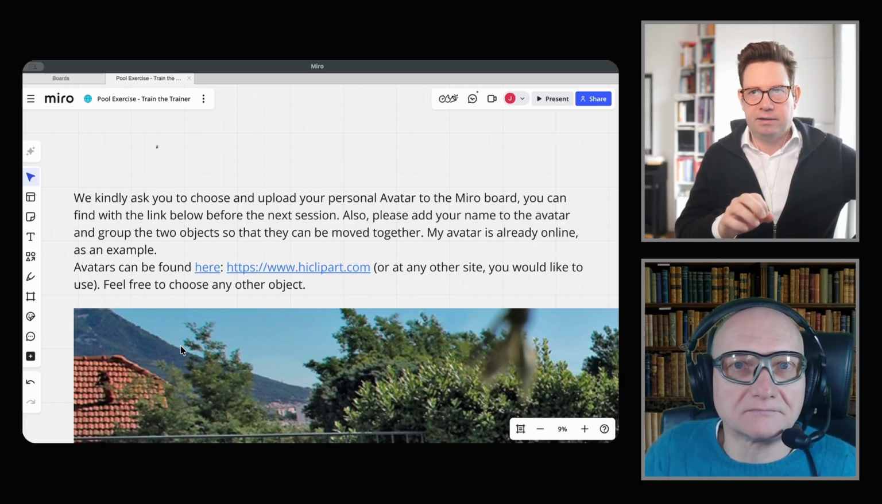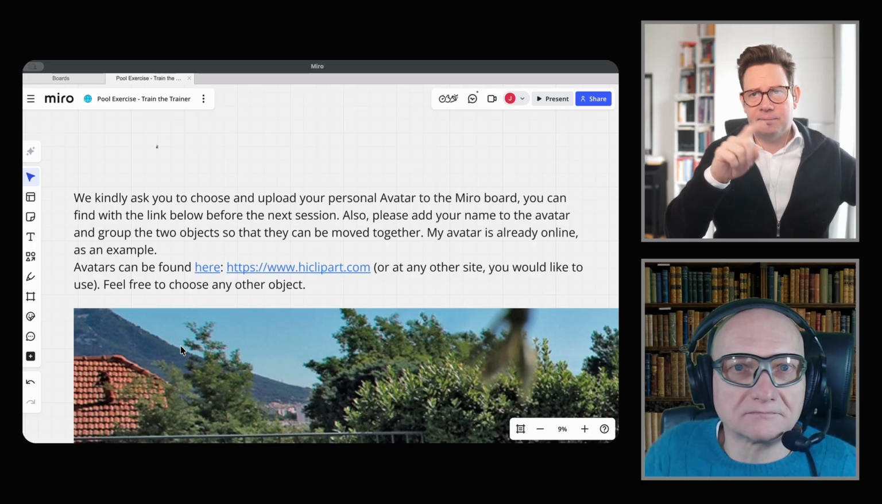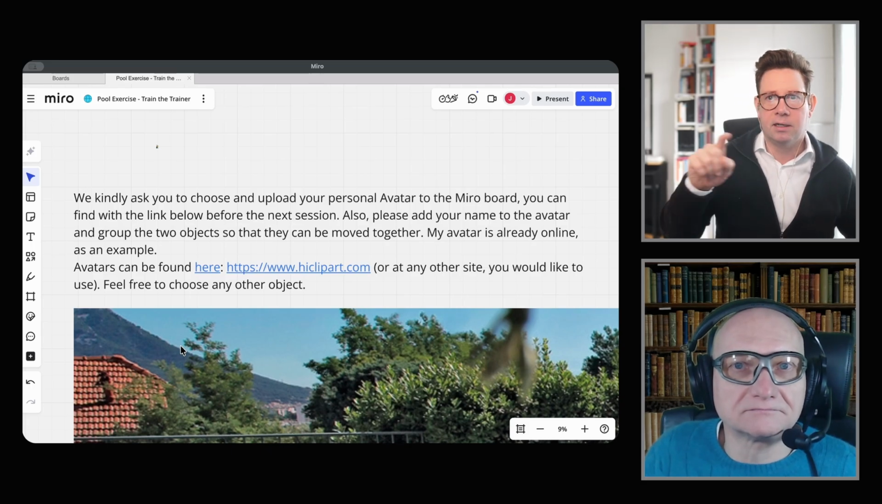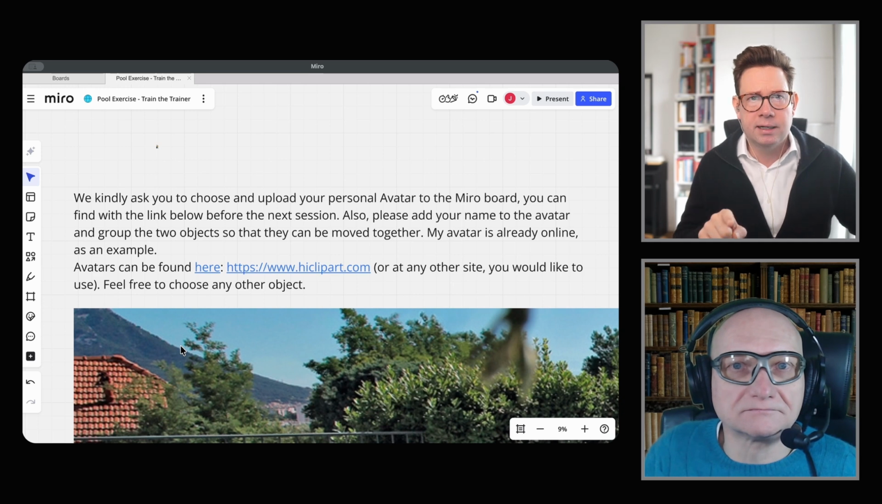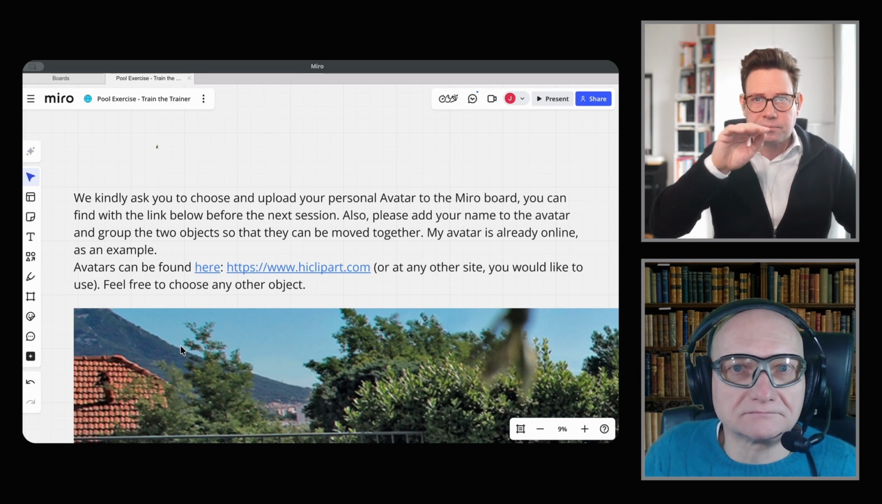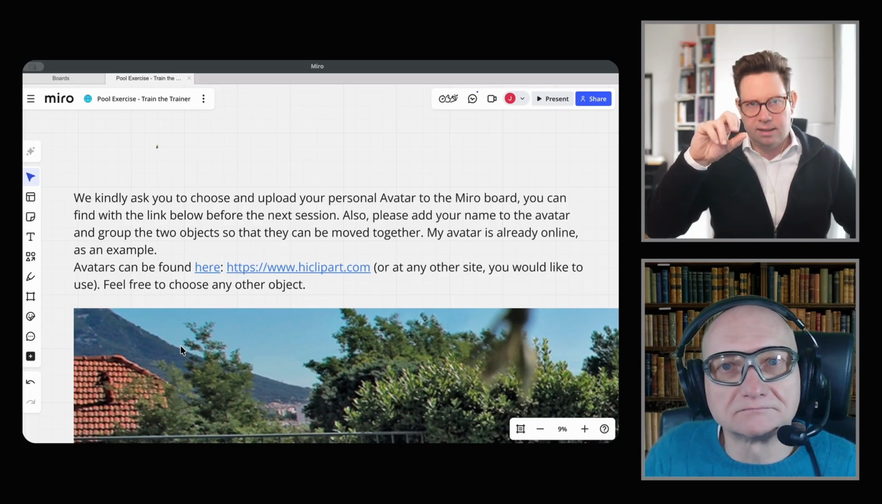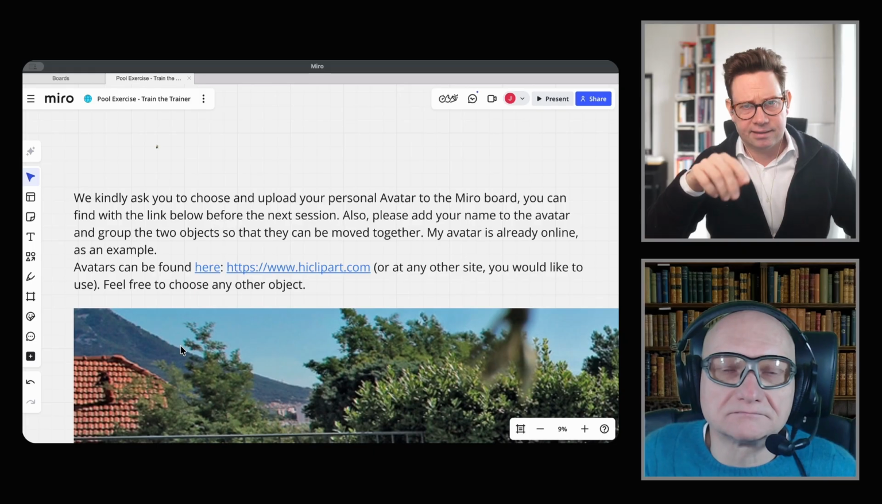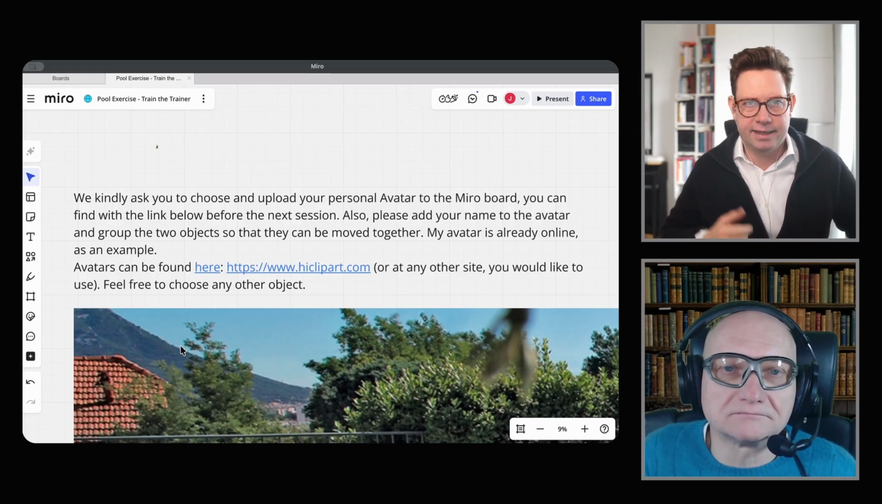Very, very, very important. So there is some time. Please plan the time ahead of each session if you need to prepare something or if there is communication in between the sessions. So my avatar, I gave them an example, is already online. Roland also gave an example. Avatars can be found, for example, here or on any other site, whatever they want to do.